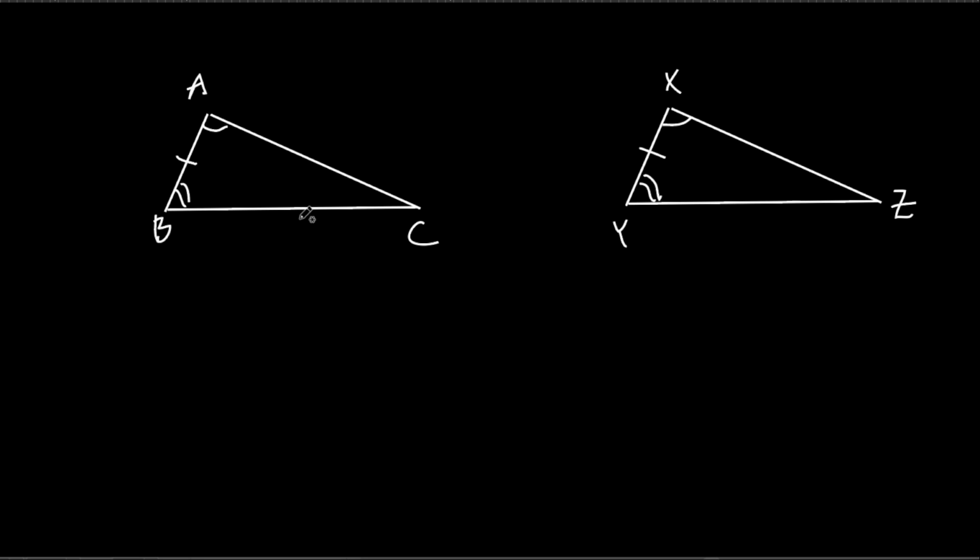I don't have to know anything about BC and YZ. I don't have to know anything about angle C and angle Z. This is all I have to know. If I know that amount of information, what can I say about these two triangles? They're congruent to each other, okay? And we have a reason for that, and they call it the angle-side-angle theorem.